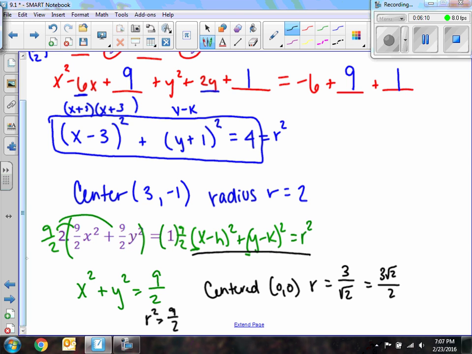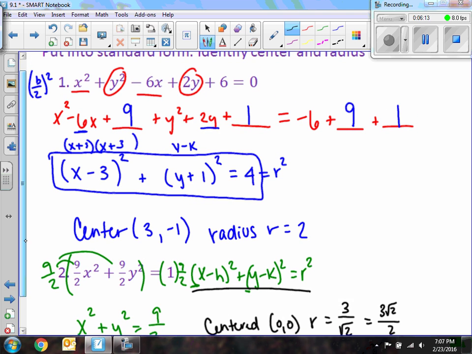Now, graphing these. If I were to just do a quick sketch of these, if I go back to this first problem, I am centered at 3, negative 1. So there's my center. I'm going to have to extend this.